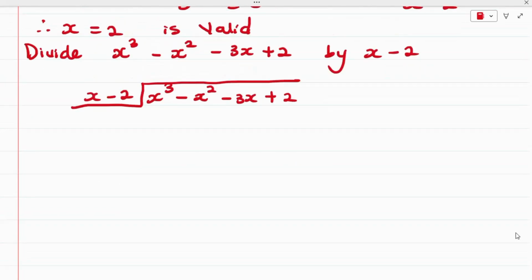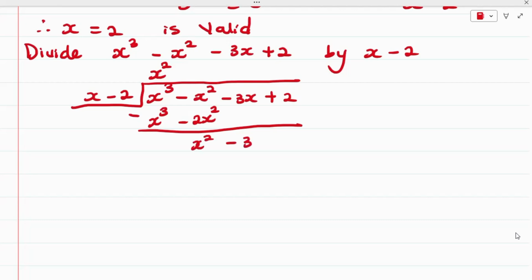Alright, so from here we have x divided into x^3, which gives x^2. x^2 multiplied by x - 2 gives x^3 - 2x^2. If we subtract this, negative x^2 minus negative 2x^2 gives us x^2 - 3x + 2. So we divide x^2 by x, we have plus x. x multiplied by x is x^2, x multiplied by negative 2 is negative 2x.